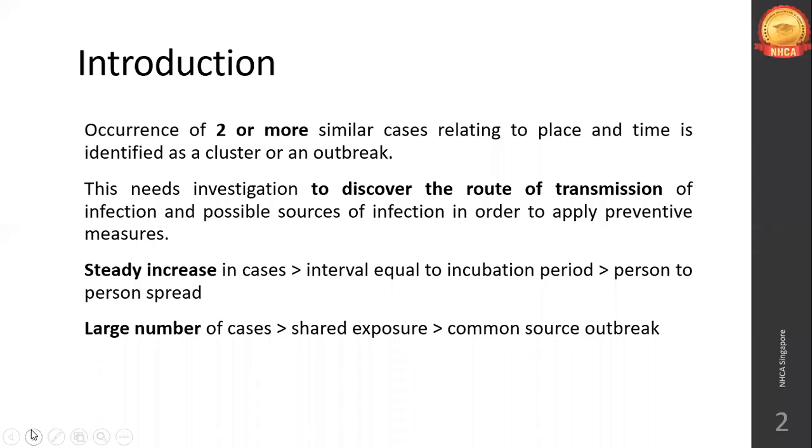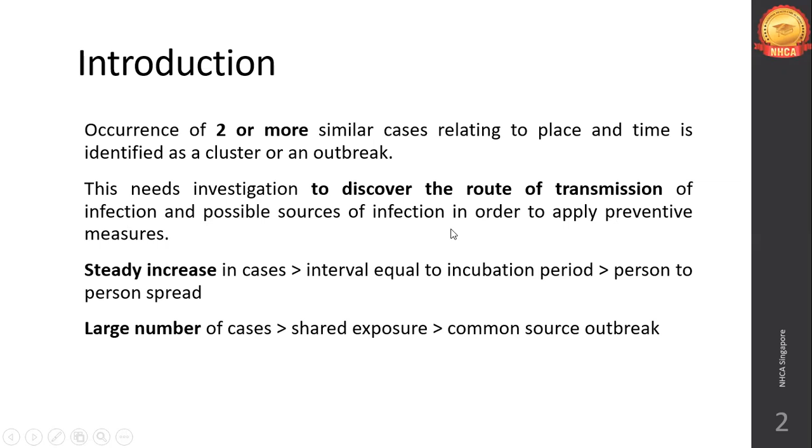Introduction. Occurrence of two or more similar cases relating to the patient, place, and time is identified as a cluster or an outbreak. So at least two or more similar cases at the same time should happen somewhere. You can say that it is the initial phase of an outbreak. This needs investigation to discover the route of transmission or of infection and possible sources of infection in order to apply any preventive measures, so that investigation should be done to understand which route of transmission is taking place so that this outbreak is happening.